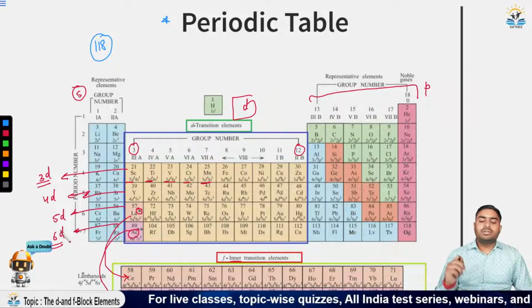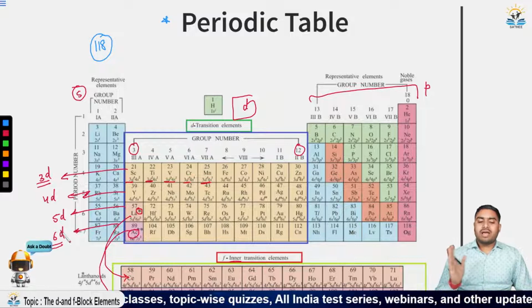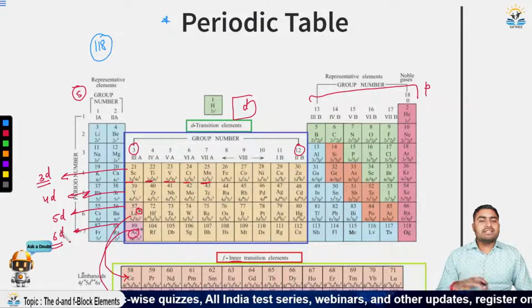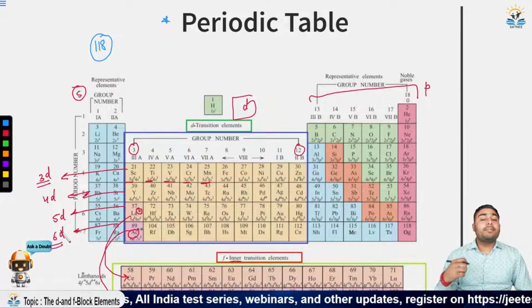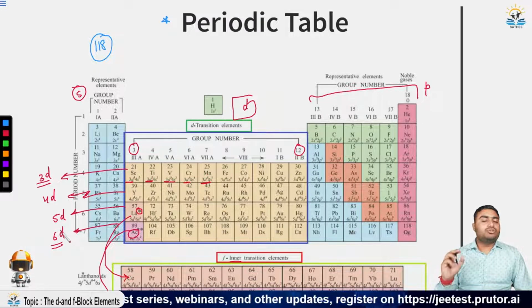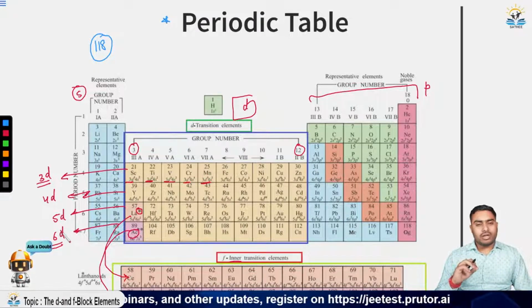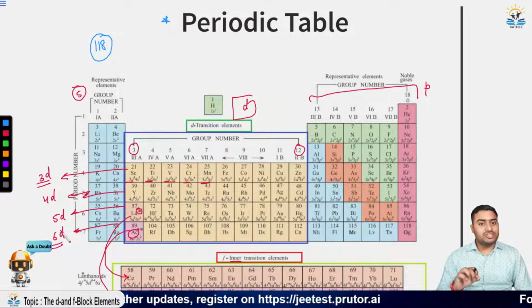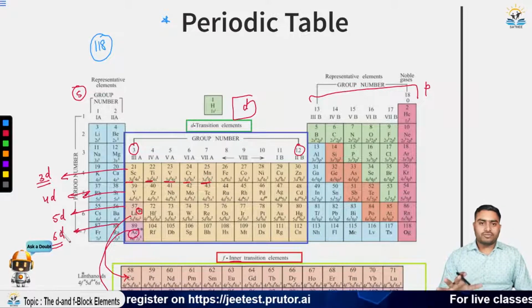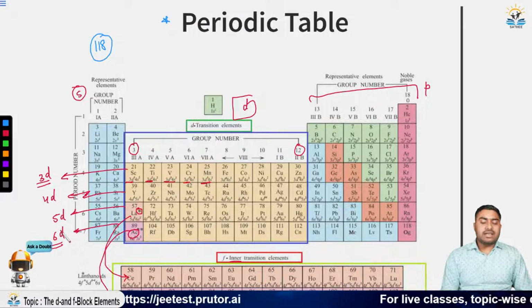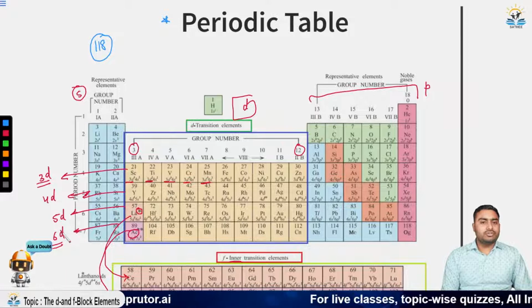So we have D block, P block, F block and S block. S and P blocks are named as representative elements as well. And today we are going to discuss D and F block elements. D block is named as transition elements. Why? We will be discussing, don't worry. And F block is named as inner transition elements. So let's continue with the chapter.